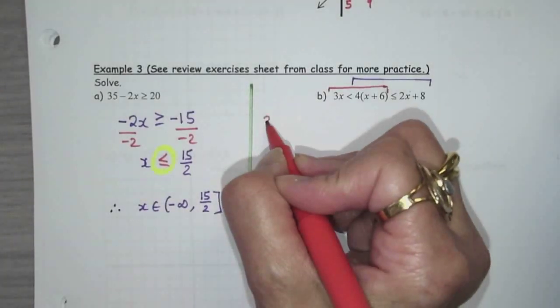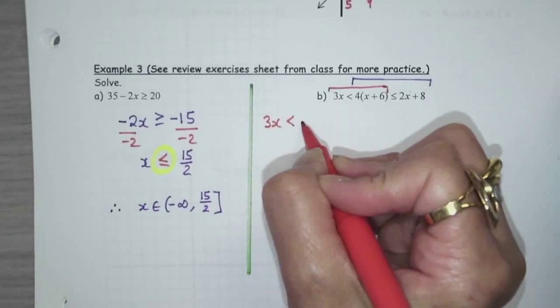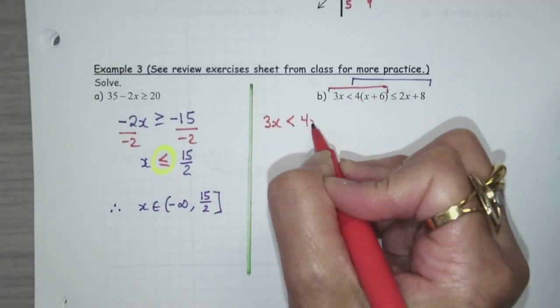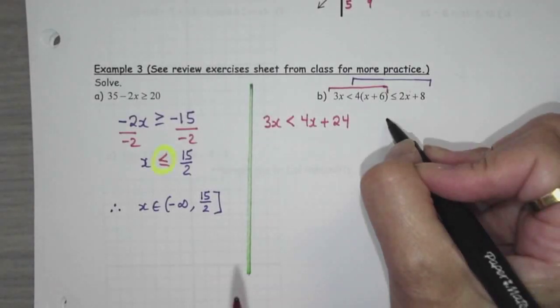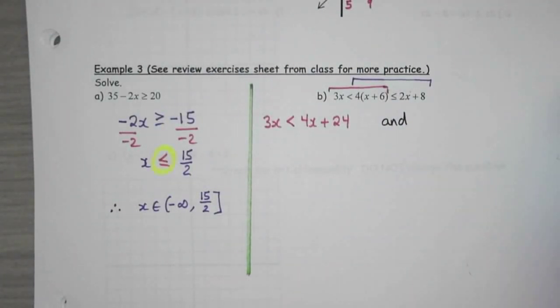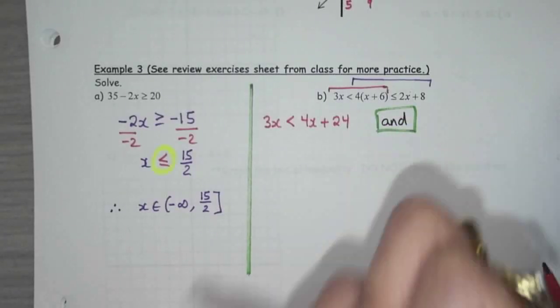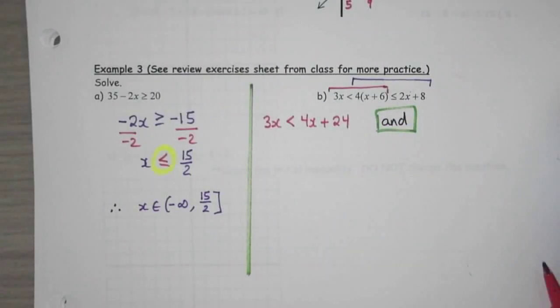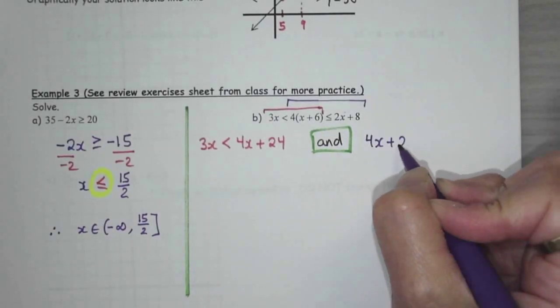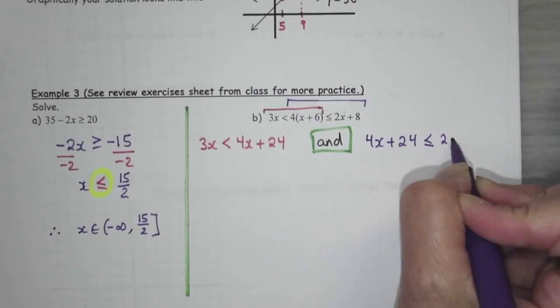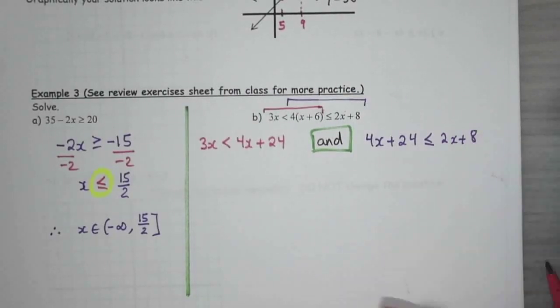Okay, so we've got 3x is less than, and you can distribute, so 4x plus 24. And you must write the word and. Do not lose marks for this. Okay, but you're trying to say mathematically why, right? That is and. Why you broke it up into 2 bits. And then grab the other one, and I'm going to go 4x plus 24 is less than or equal to 2x plus 8.